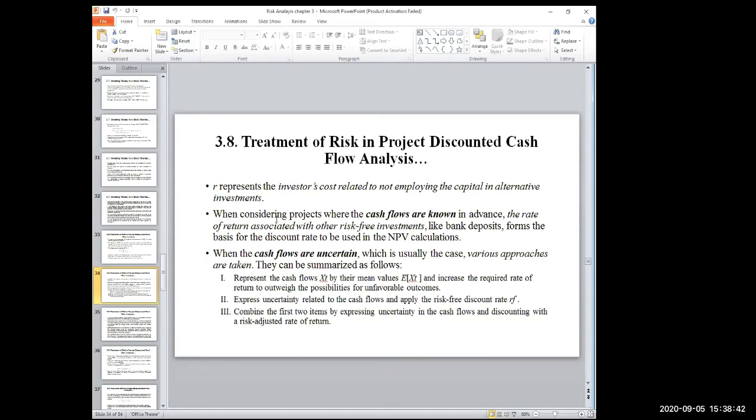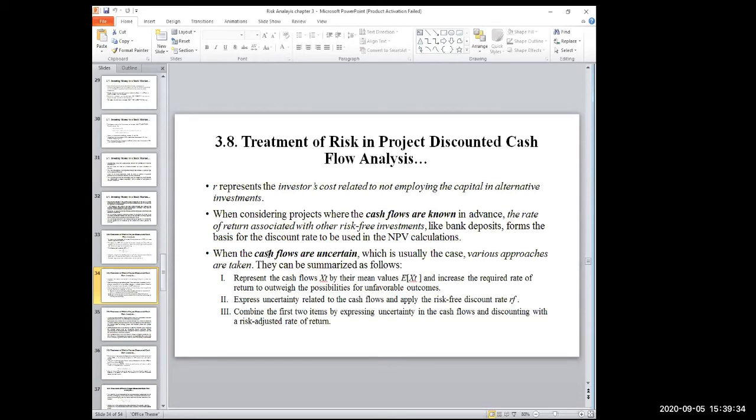Now, when considering a project where the cash flows are known, usually the cash flow is unknown, right? But if there is a situation to know the cash flows in advance, the rate of return associated with other risk-free investments can be considered, like a bank deposit or an investment in treasury bills. That rate can be used in calculating net present values, or when we decide the discount rate or required rate of return for the project.